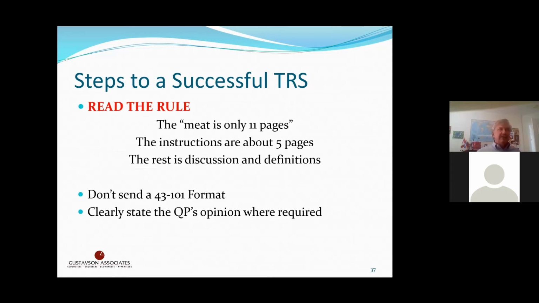The meat, as I would call it, of the rule, the part that is the rule itself, is only about 11 pages. There are an additional 5 pages of instructions. When it was published in the Federal Register, it was about 40 pages, but the rest is discussion and definitions. It's valuable, but really, you're only working with about 16 pages of actual material. Part 2, do not send a 43101. It is not the same.